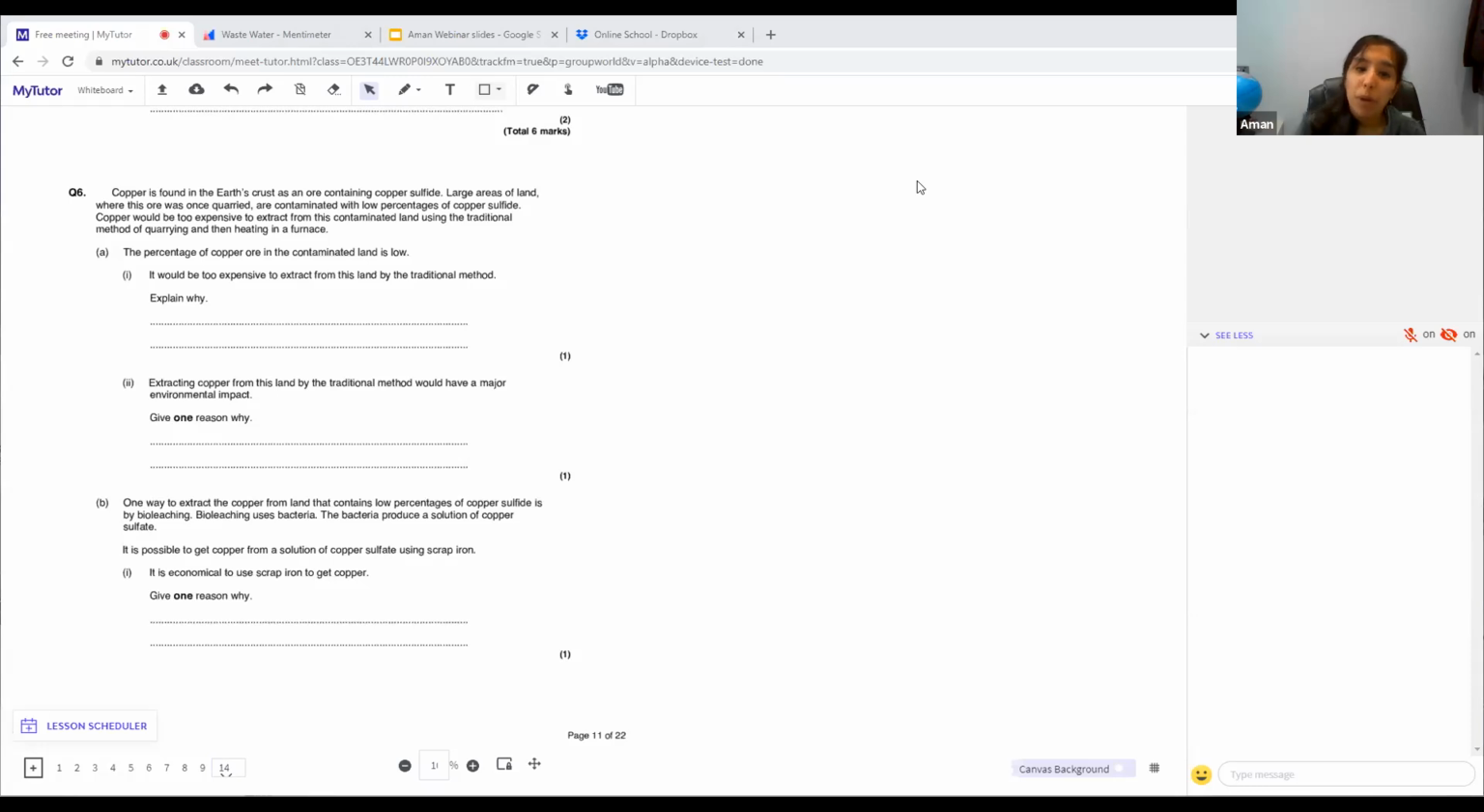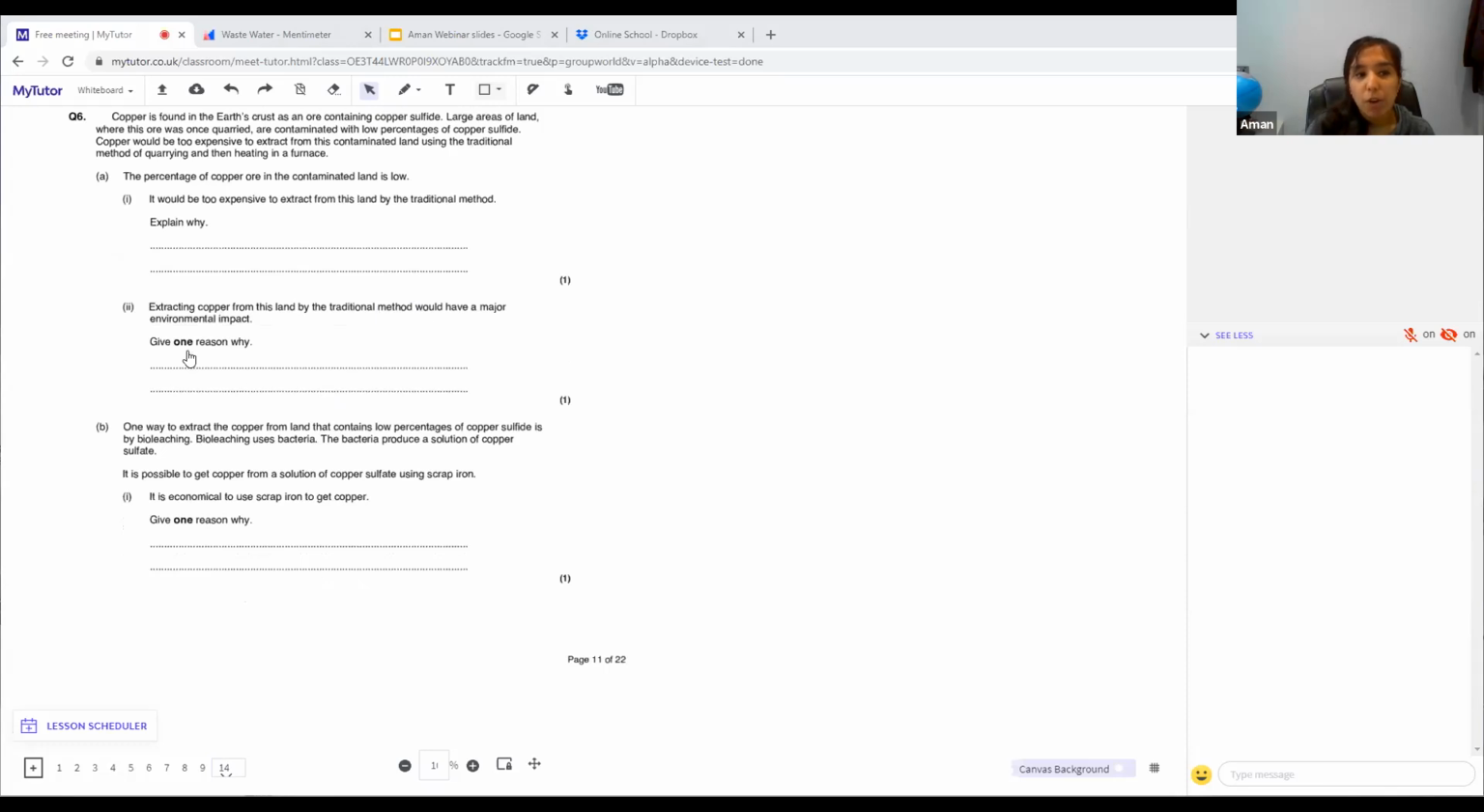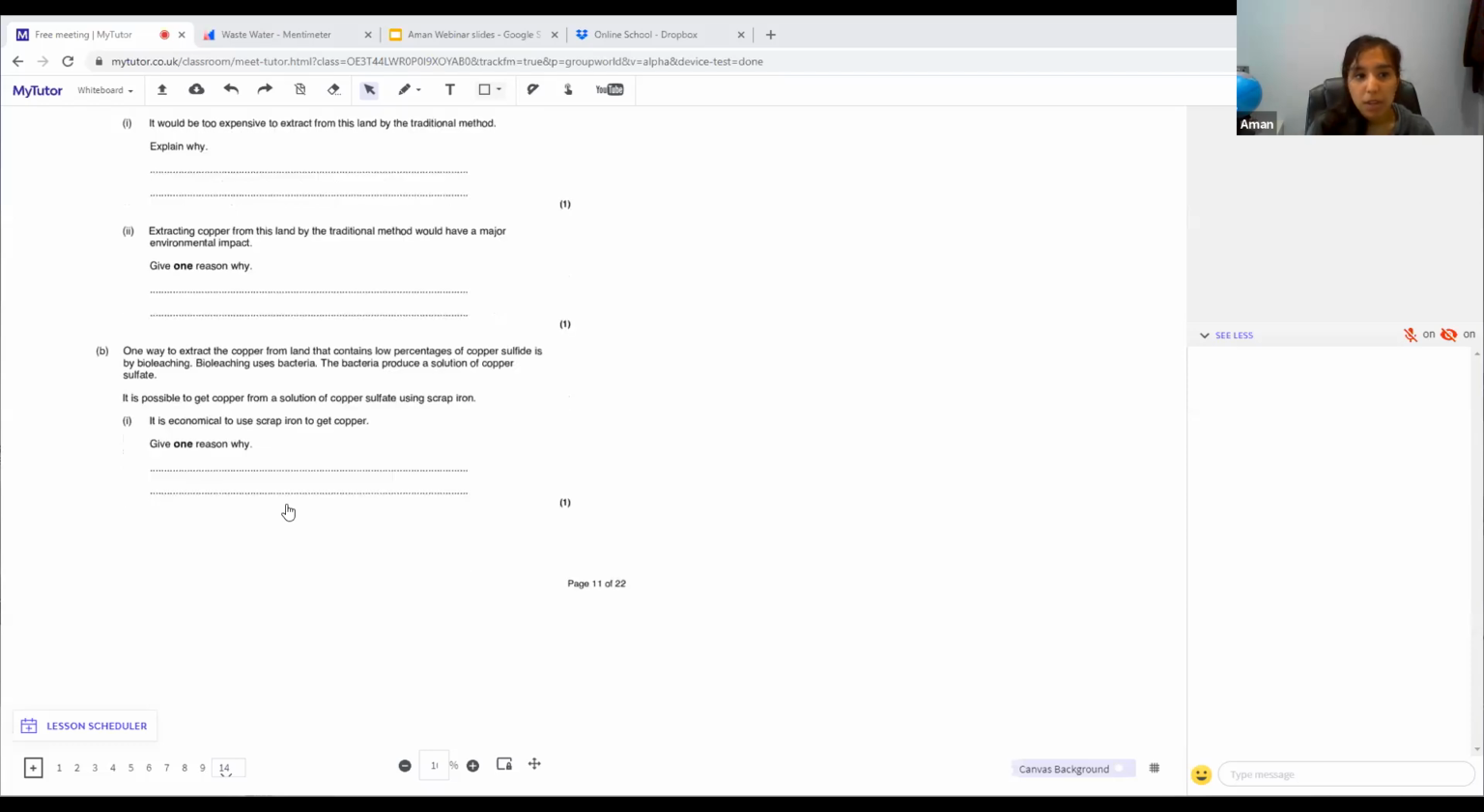Yeah, there's not enough copper. So because there's not enough copper, it's not cost effective to use the traditional methods. You end up using too much energy and releasing too many atmospheric pollutants for a very small amount of copper. Okay, extracting copper from this land by the traditional method would have a major environmental impact. So we've just talked about that. Using a lot of energy requires the burning of fossil fuels. Fossil fuels release carbon dioxide when they're burnt. That contributes to global warming. So anything like that would be fine for the answer there.